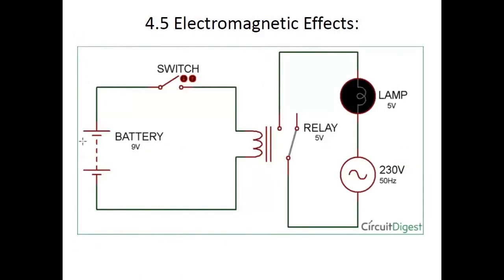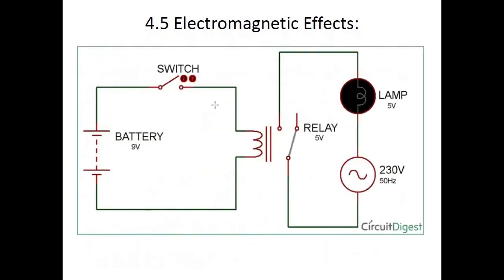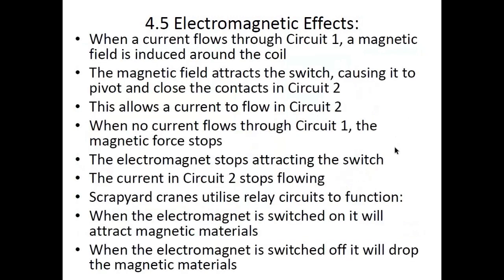So this is a simple relay circuit, where a smaller circuit having a lower current is used to turn on a bigger circuit with greater current in it. When a current flows through circuit 1, a magnetic field is produced that turns this coil into an electromagnet. It causes this bar of iron to be attracted, completing the circuit, and this lamp or this load is turned on.